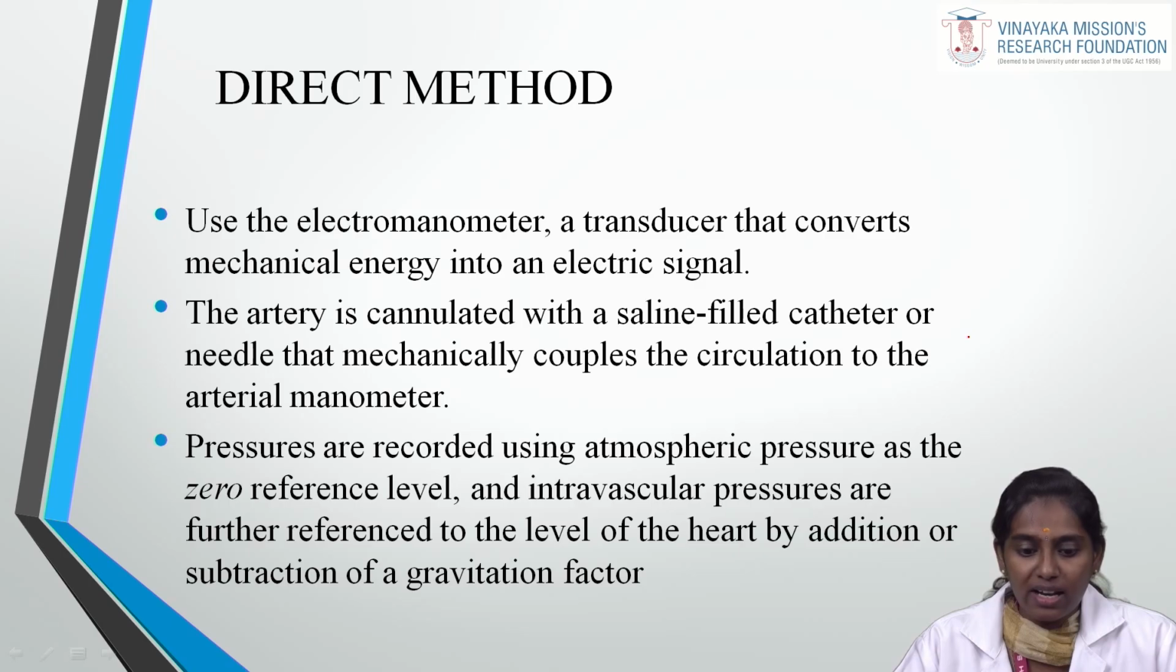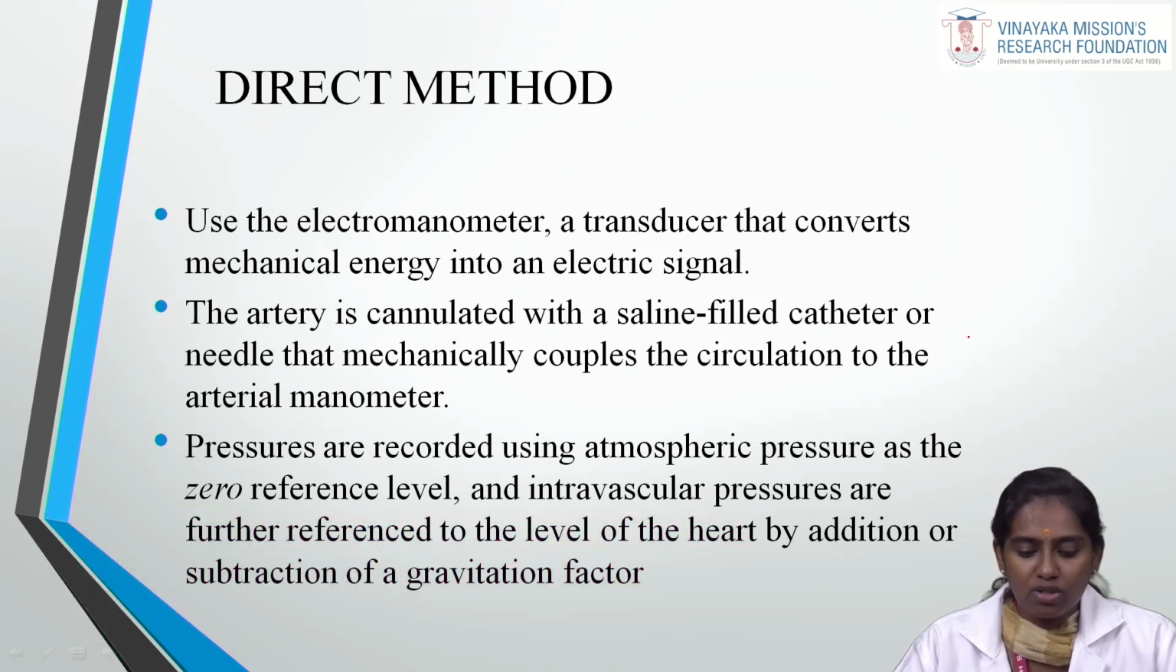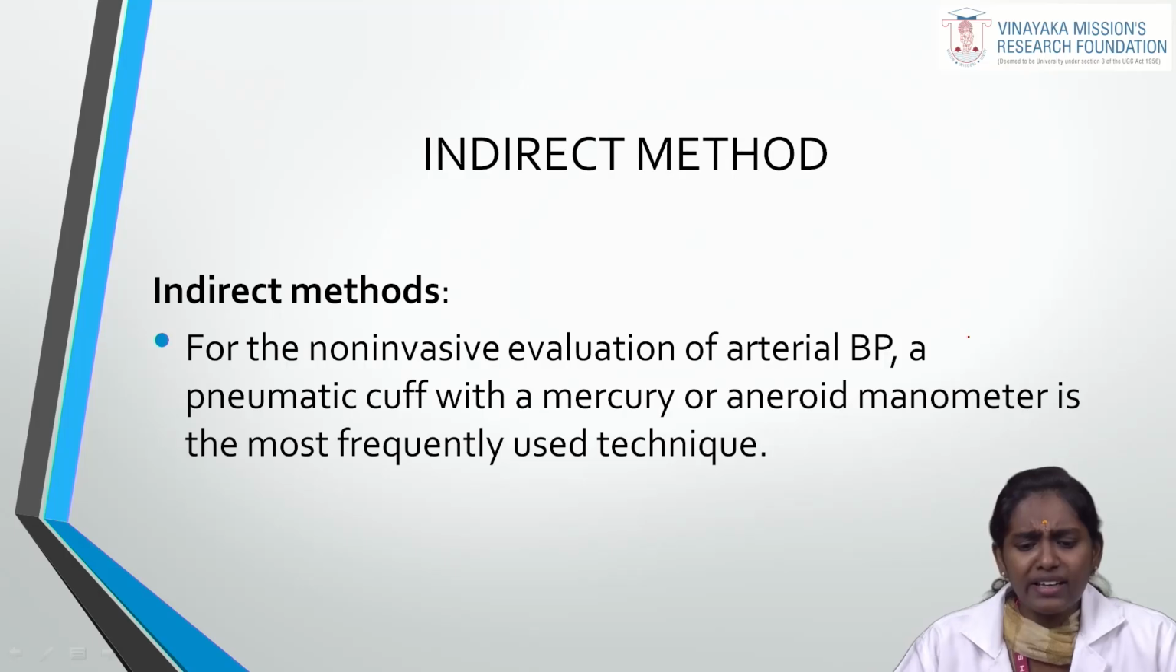into an electric signal. The artery is cannulated with a saline filled catheter or needle that mechanically couples the circulation to the arterial manometer. Then the pressures are noted using atmospheric pressure as the zero reference level, and intravascular pressures are referenced to the level of the heart by addition or subtraction of the gravitational factor. These are the direct methods. Then the indirect method is what we use for non-invasive evaluation; this is the non-invasive procedure.